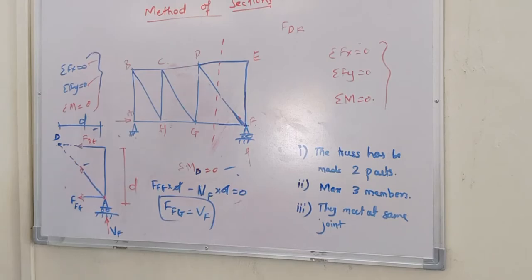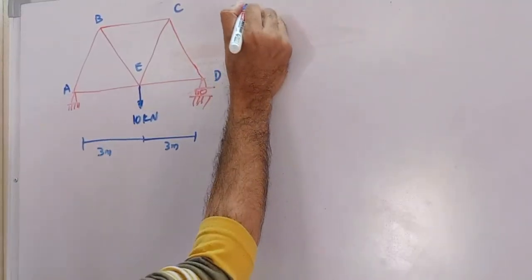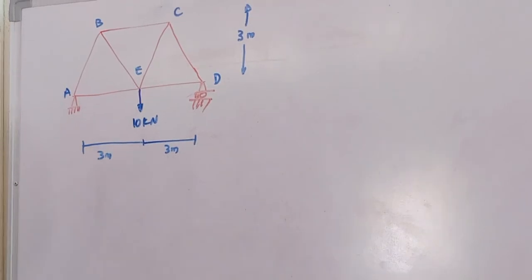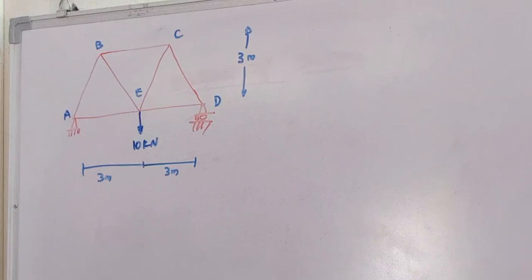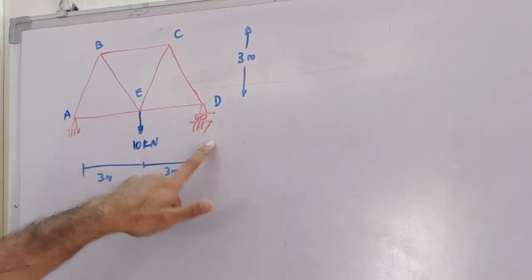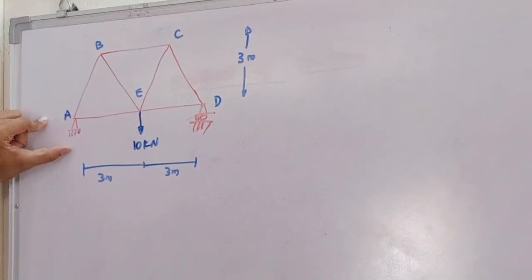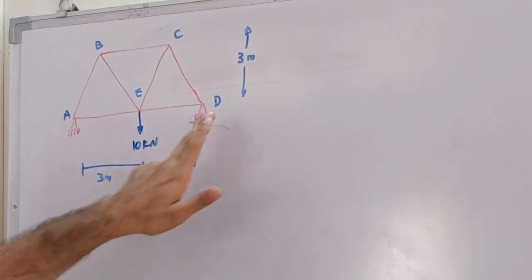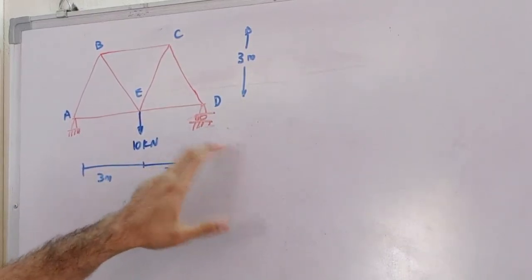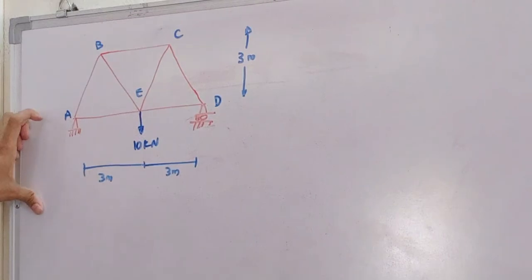Find out the force in the member BC. First we'll discuss how to find the force in the member BC by the method of joints. First we need to find the reactions. There is one reaction horizontal at A, vertical at A, and vertical at D. After finding those, we will go to any of the joints. Either we can start from D or you can start from A. Suppose you are starting from A.